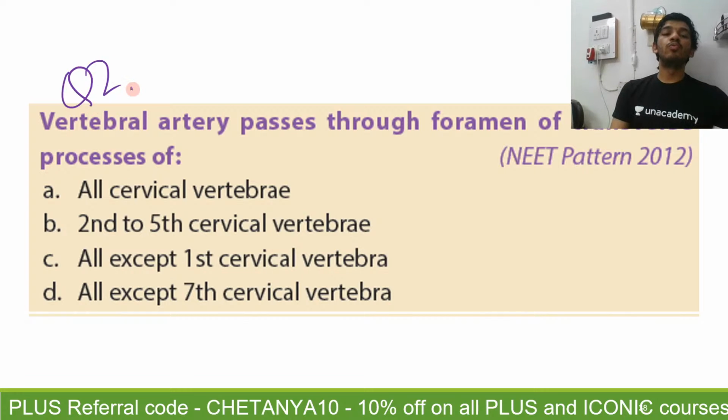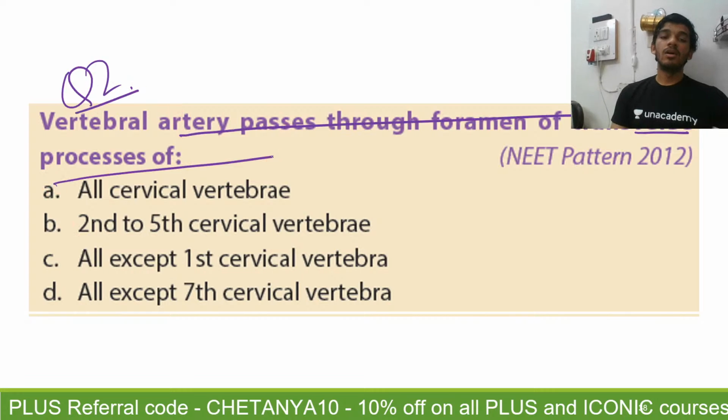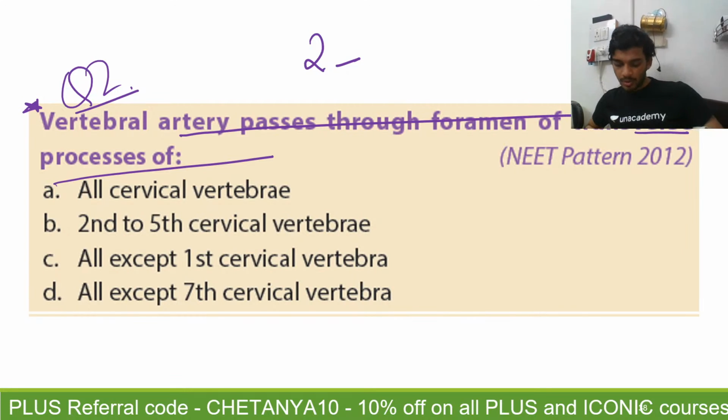Question number 2. Vertebral artery passes through foramen of transverse process. I have not taught you the vertebral artery yet. I will be doing it today itself. So if you can answer this, well and good, otherwise we'll move on. If you know the answer to the second question, just put it in the chat box. Just write 2 and your answer, and we'll see if you are able to answer it. Otherwise, it will definitely get covered today.